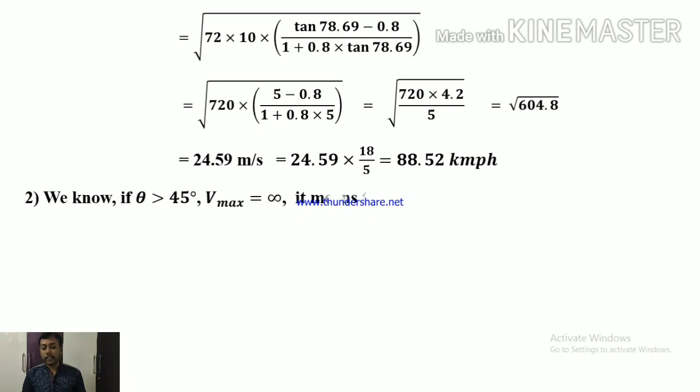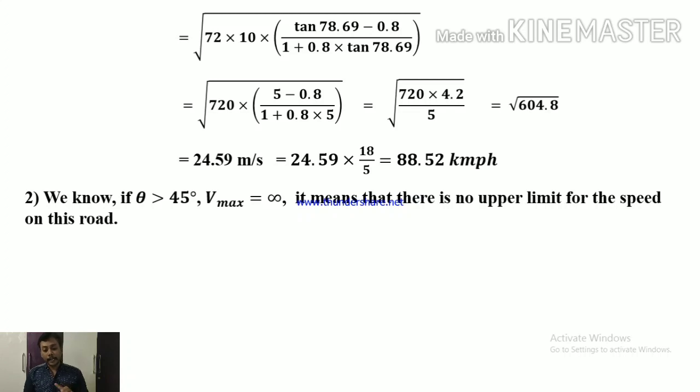Now we have to calculate the upper limit. But here if we observe the theta, that theta is greater than 45 degree, and in the concept of angle of banking, one condition is there. If for maximum speed, theta is greater than 45 degree, then there is no upper limit for the speed, that is V max is equal to infinity.